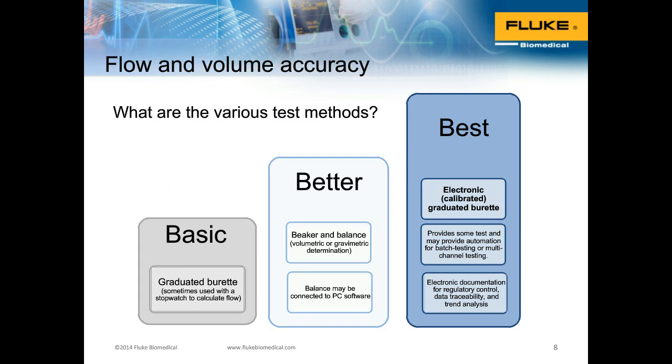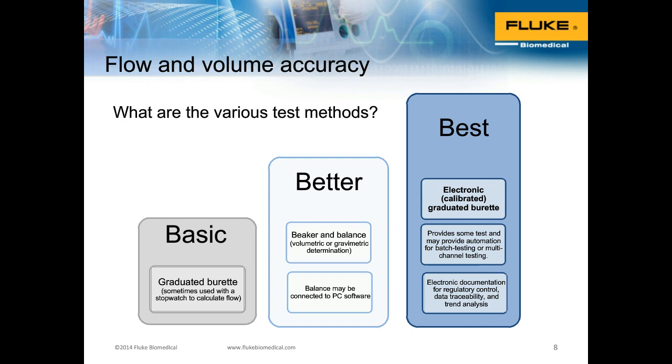So with that, let's get into the specifics of the methods that are available to test the performance characteristics. The rest of the presentation is going to really focus on the performance characteristics as well as how you can speed up the testing and make it error-free. So there are 3 ways that professionals test for flow and volume accuracy.